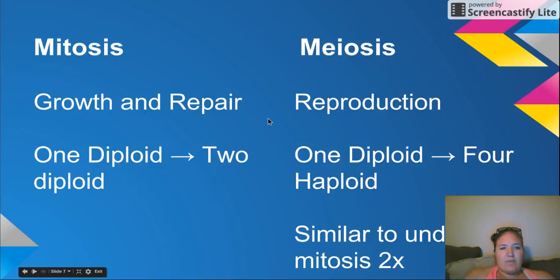So in just a little comparison chart, mitosis is for growth, repair, and replacement, and it's 1 diploid resulting in 2 diploid cells. Meiosis is used for reproductive cells or reproduction, and 1 diploid cell results in 4 haploid cells, and it's similar to undergoing mitosis twice.